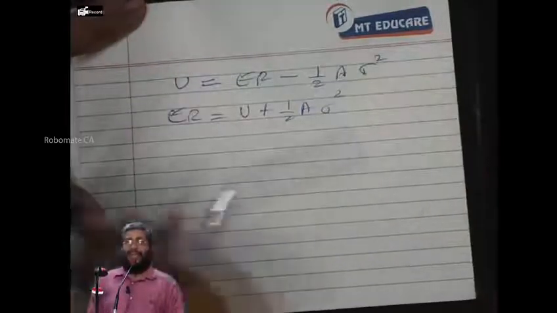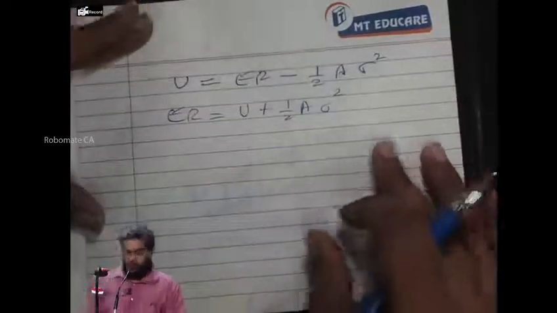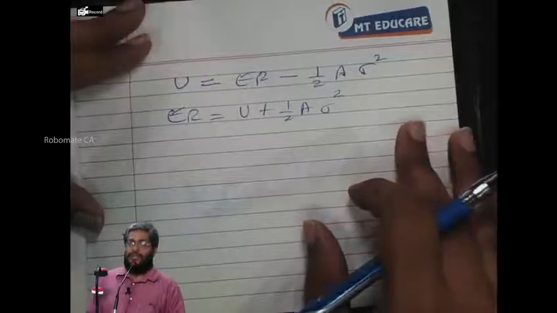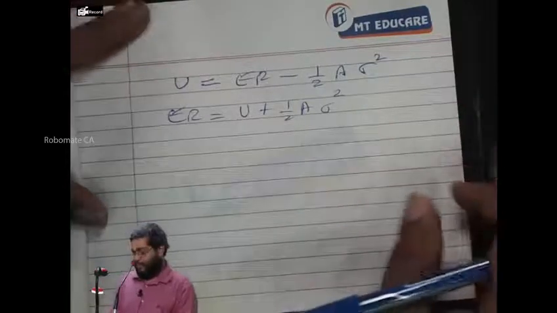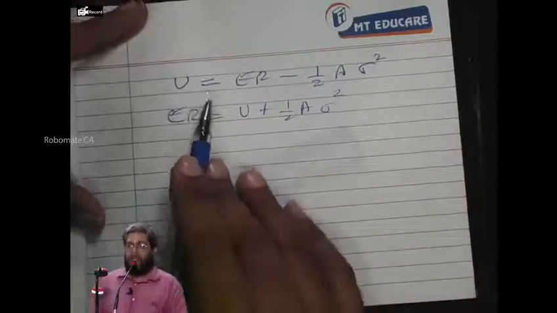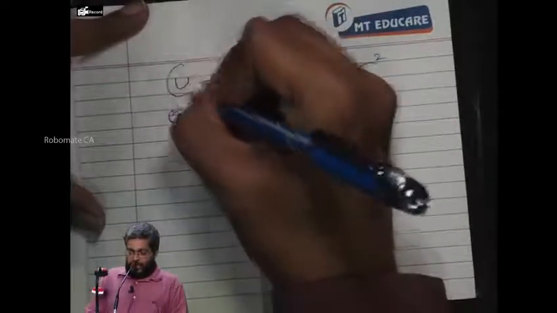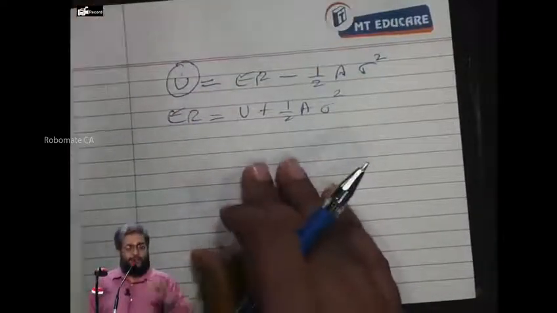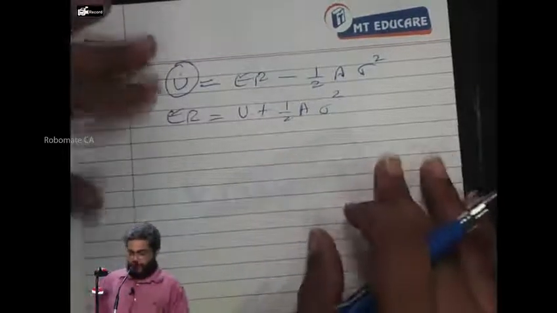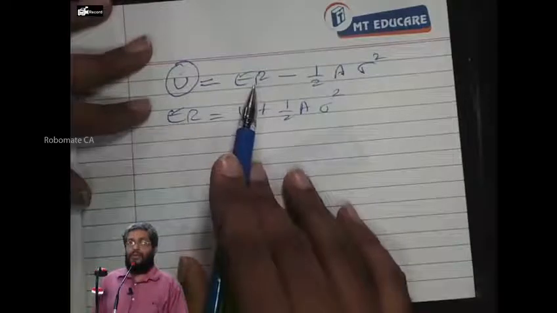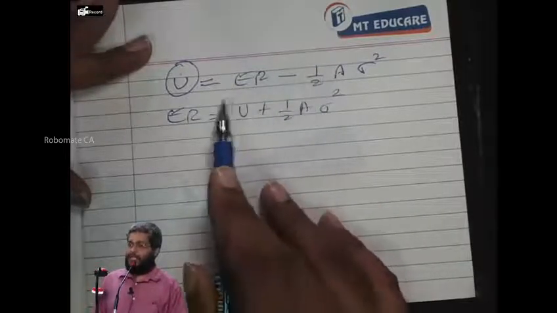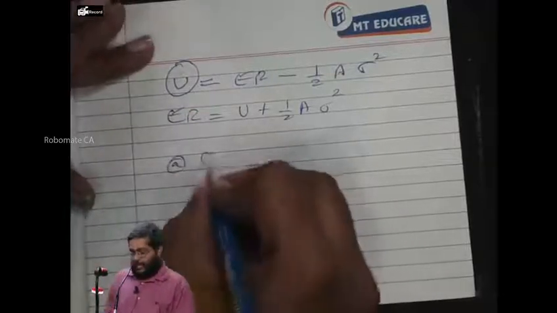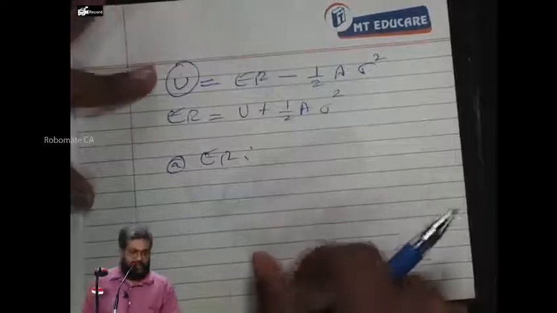Below that, the level of happiness, we know what happiness is here. U is happiness. The level of happiness is influenced by the following three factors. First factor is what? ER, expected return, A.